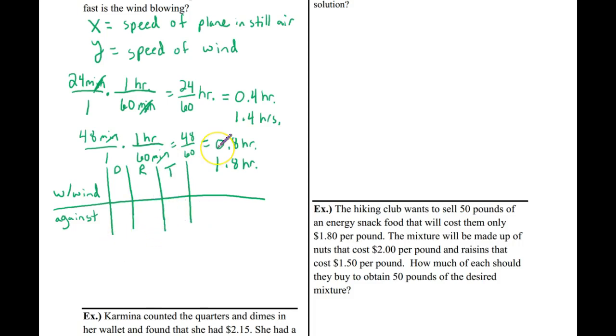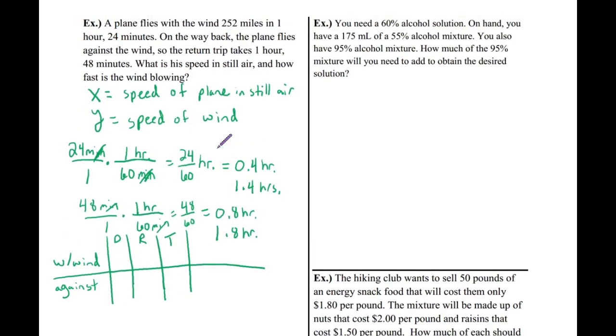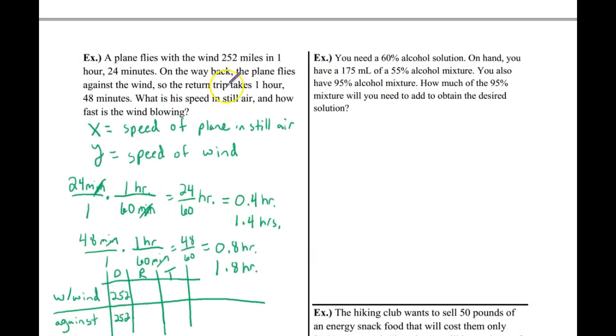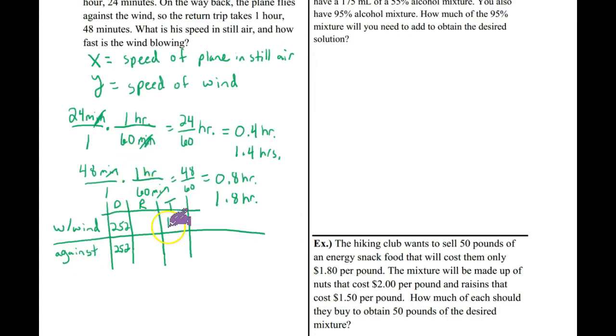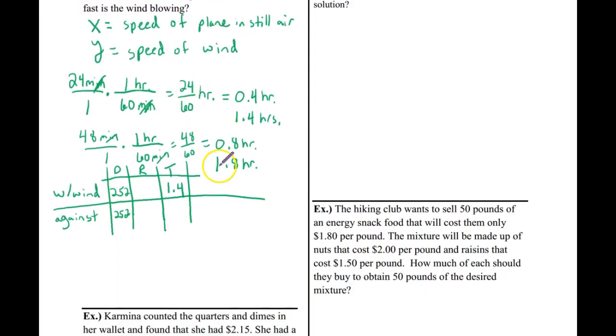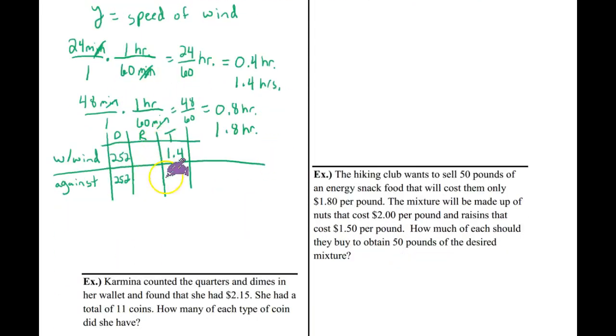So, distance. I know that I'm flying 252 miles, and I'm taking the same return trip. So with the wind, against the wind, I'm traveling 252 miles. I'm going to fill in that box. I'm going to come back to rate. I know that when I was traveling with the wind, that was the 1 hour, 24 minutes. So 1.4 hours with the wind. And then on the way back, we're flying against the wind. That was the 1 hour, 48 minutes, or 1.8 hours.